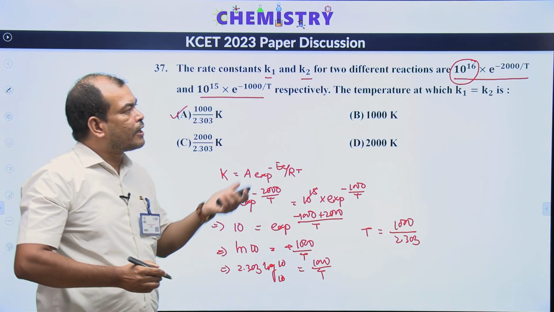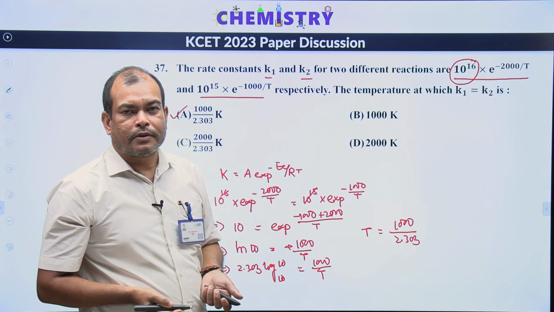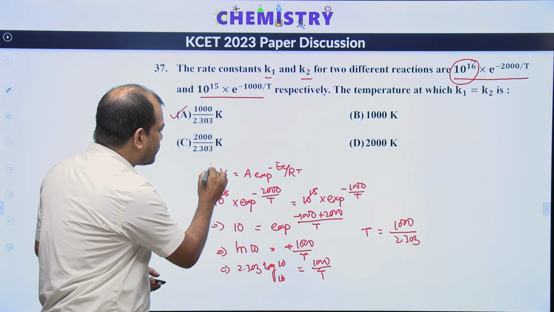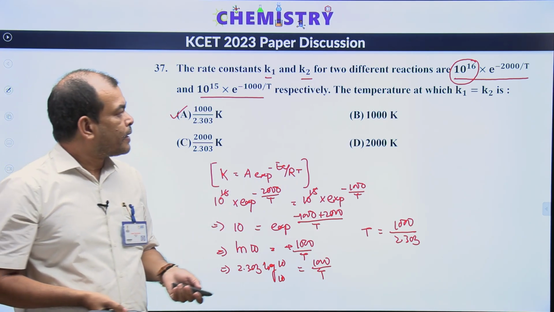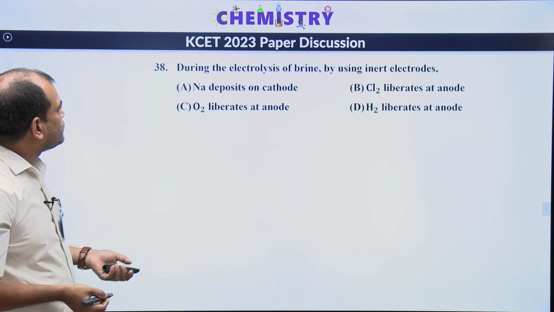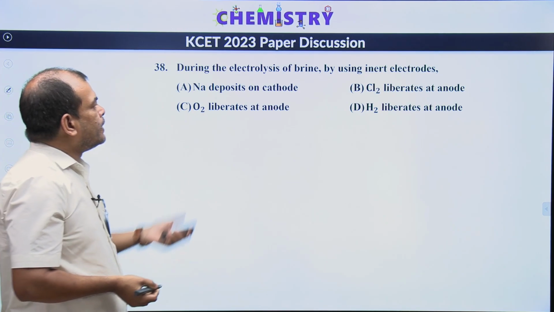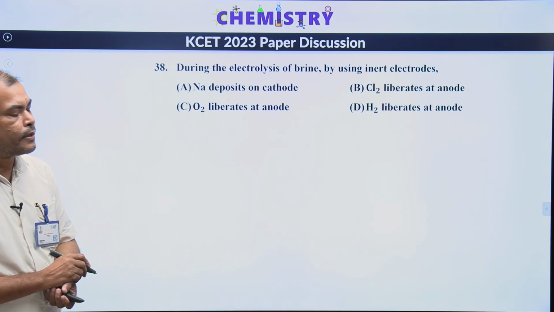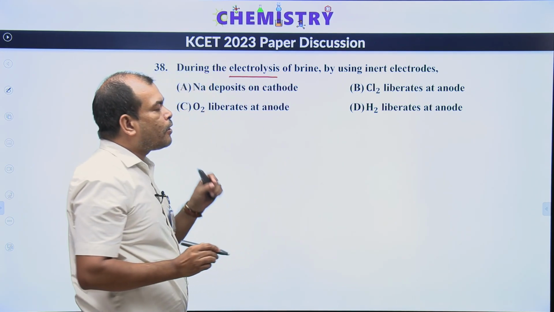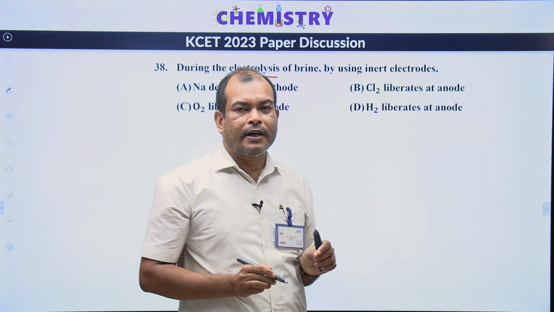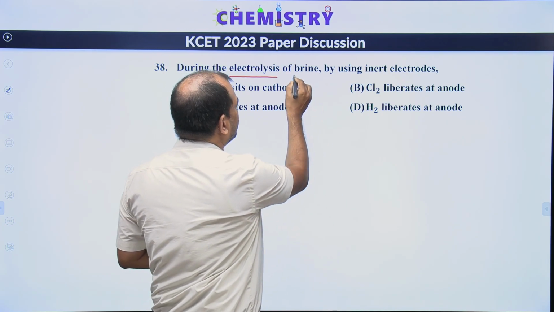Therefore, you can see two questions come continuously from the Arrhenius equation. If you know this equation, then you can easily solve both questions. Okay. Now we move to the next question, 38. It is coming from electrochemistry. Here it is given electrolysis. Two important points you have to know. One important point is, what is the meaning of brine?